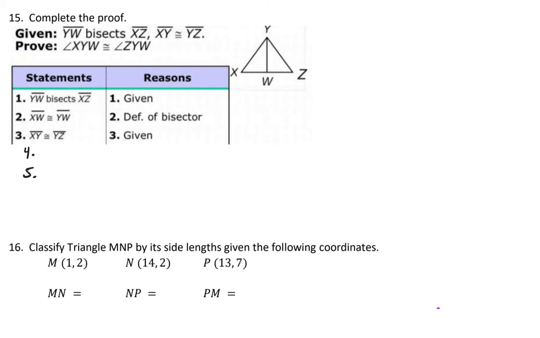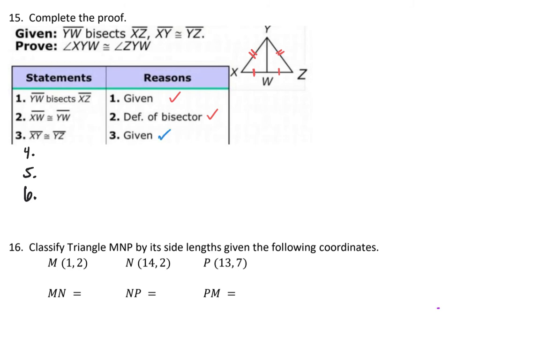All right, what do we got? We have that YW bisects XZ. So given the definition of a bisector, I've already taken care of that. Given that XY is congruent to YZ, XY is congruent to YZ. Actually, I'm going to have a 6th step. All right, and that's given.